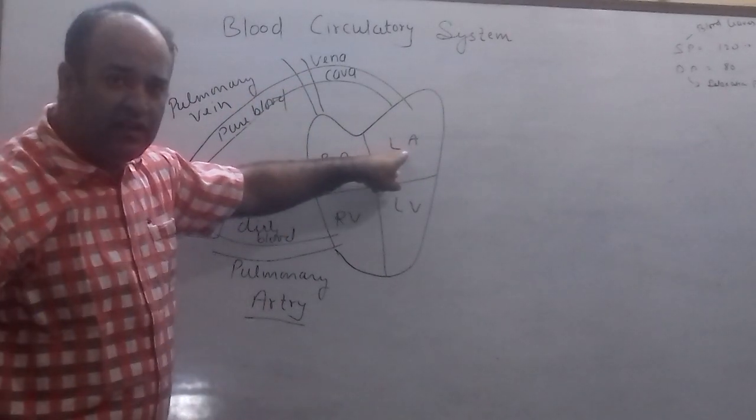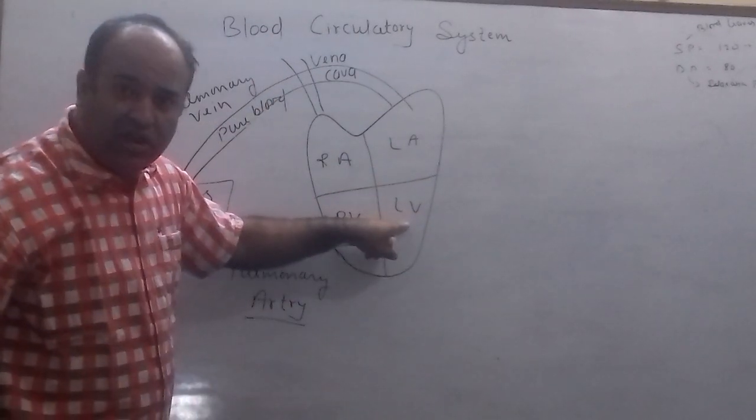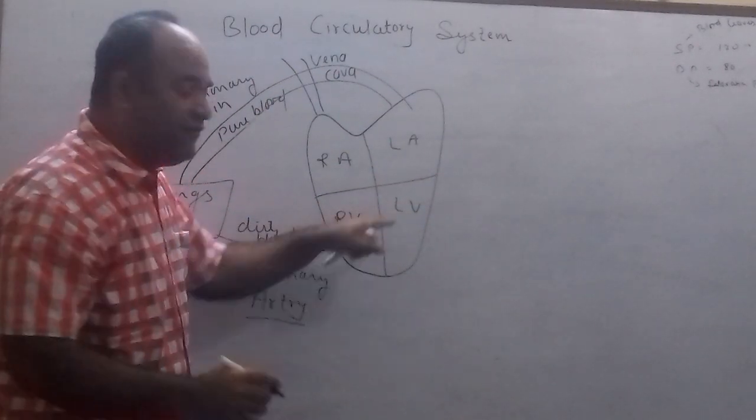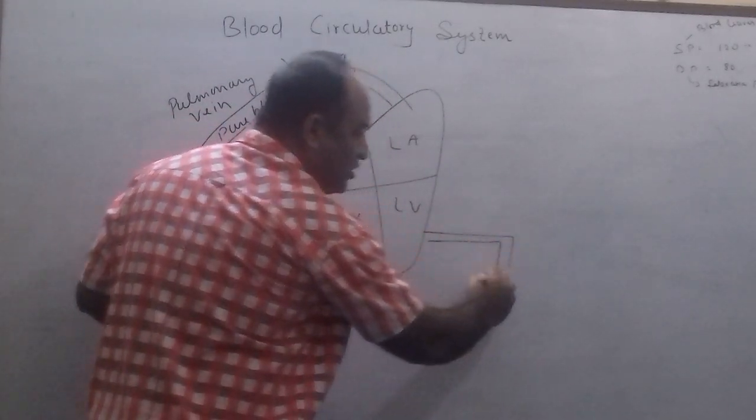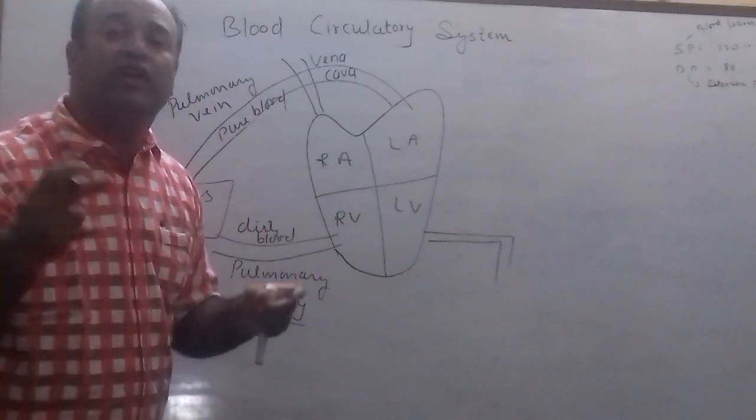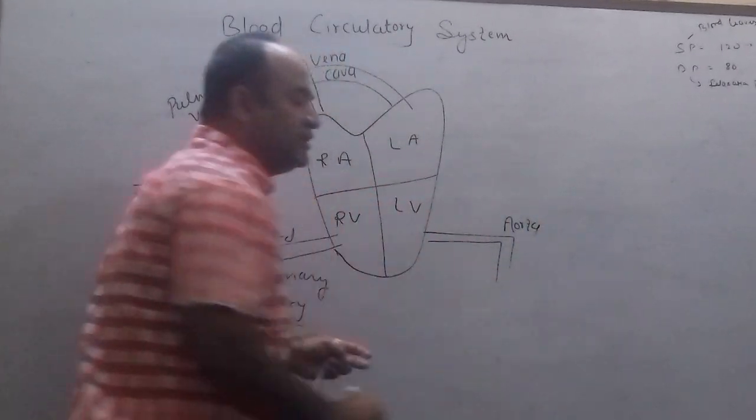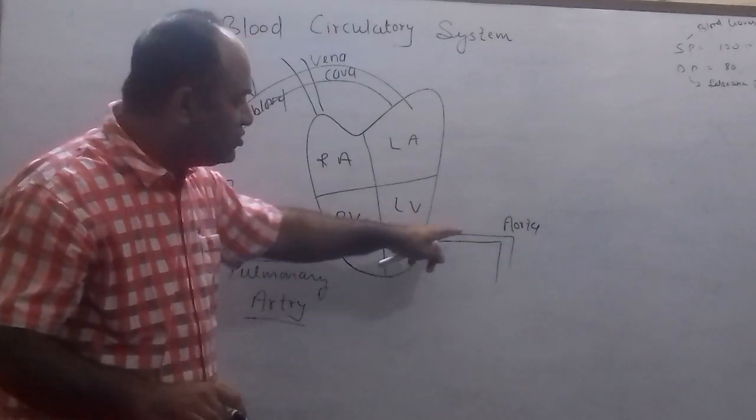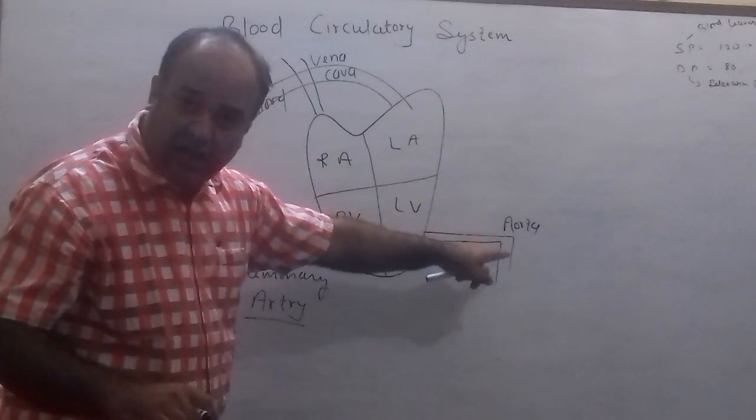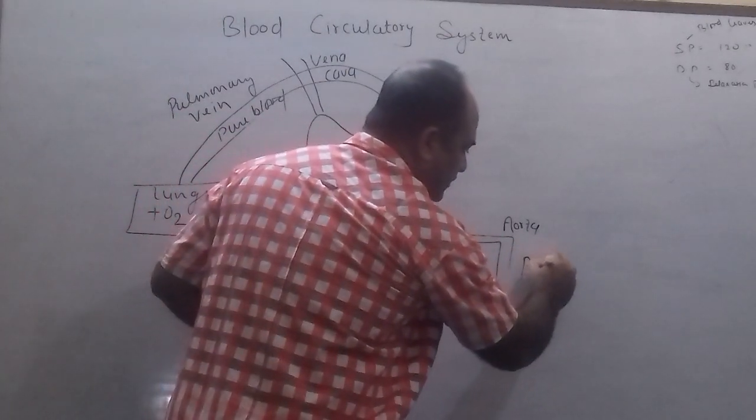From the left auricle, the blood will come down to the left ventricle, and from the left ventricle the blood will go out through the aorta. This is the aorta, the largest artery in our body. So the pure blood will come out through this aorta.